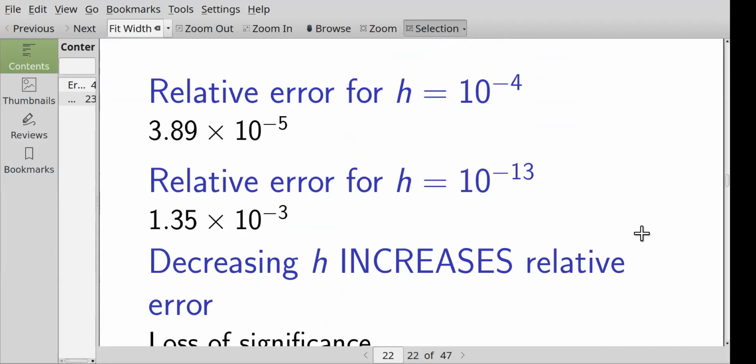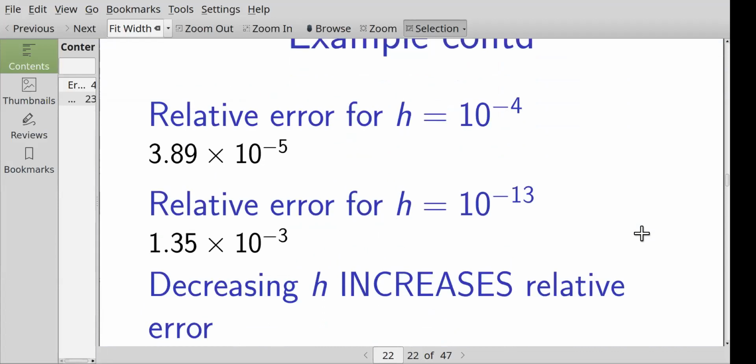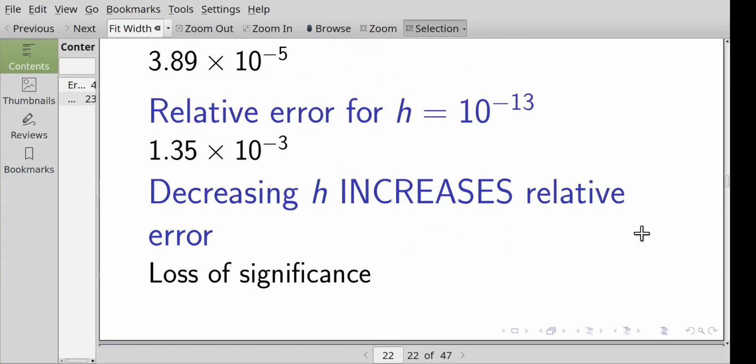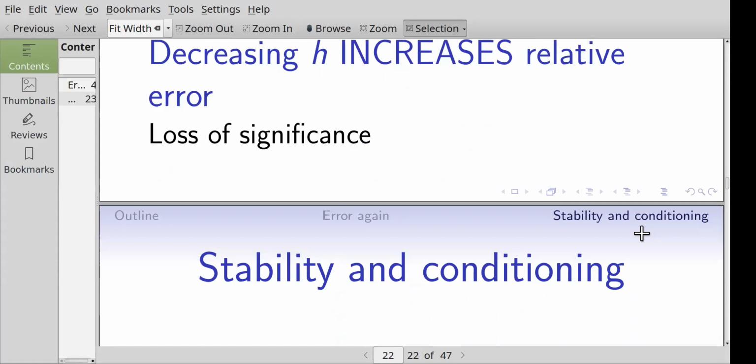Now what happens? I'll let you do the experiment. Put in h is equal to 10 to the minus 4. The relative error is 3.89 times 10 to the minus 5. Now put in h is equal to 10 to the minus 13. The relative error is on the order of 10 to the minus 3. Decreasing h increases the relative error. So once again, you might need to find a smarter way of evaluating that derivative.